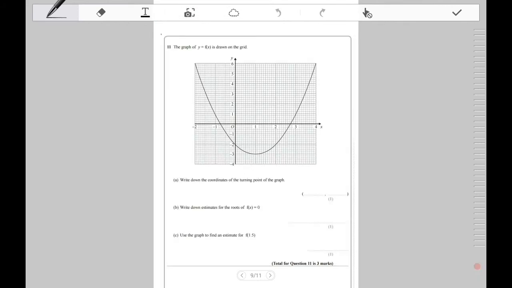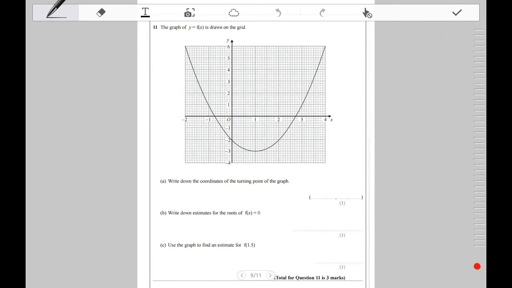So question 11 is stating the graph of y equals f of x, i.e. y equals a function of x, is drawn on the grid. Now, according to this question, we're not interested in actually what f of x, the function of x represents. The graph is sufficient for us. Write down the coordinates of the turning point of the graph.